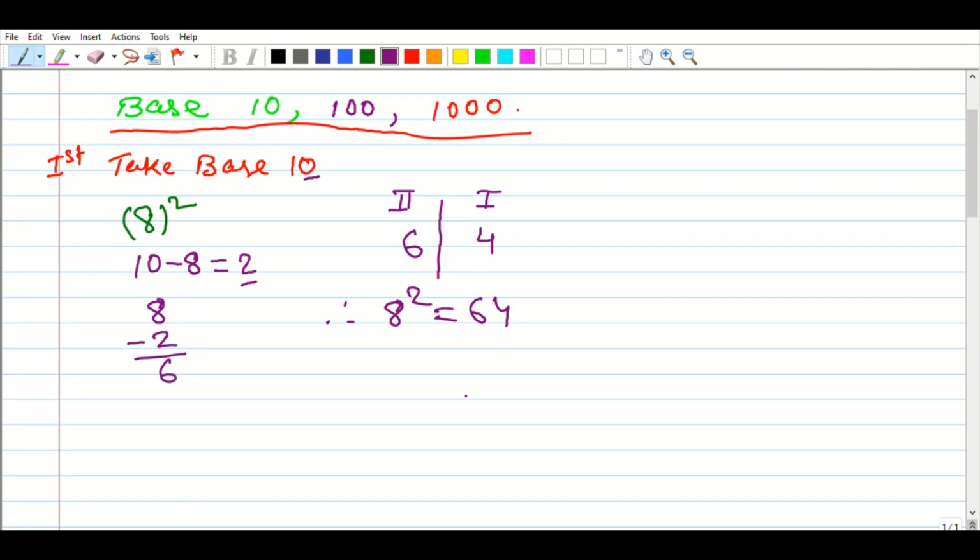Now we take the number 12. Okay, we are going to find the square of 12. You see, 12 minus 10 equal to 2. That means 12 is more than 10 by 2. Is it clear? So again we draw a vertical line and indicate it.